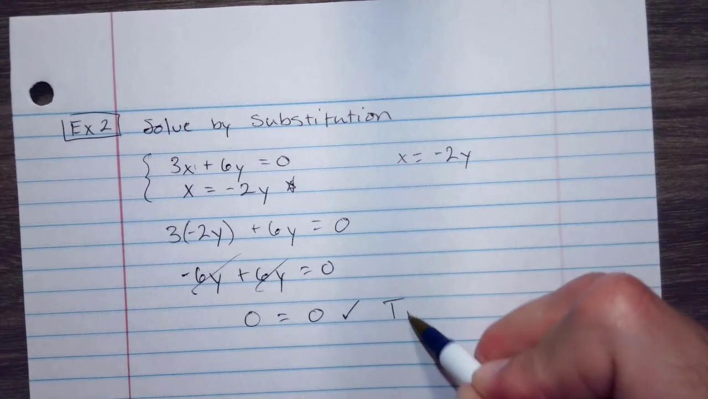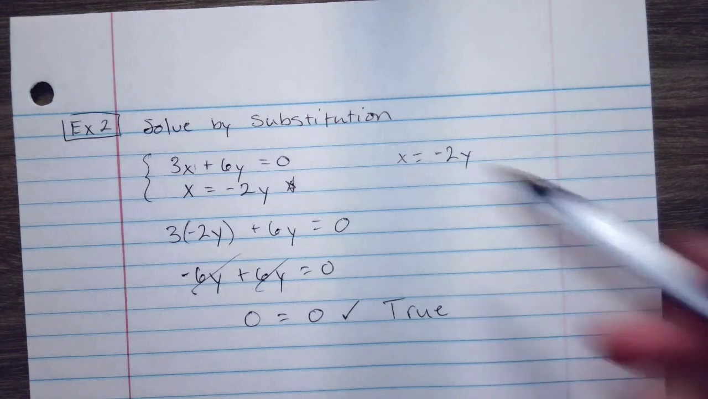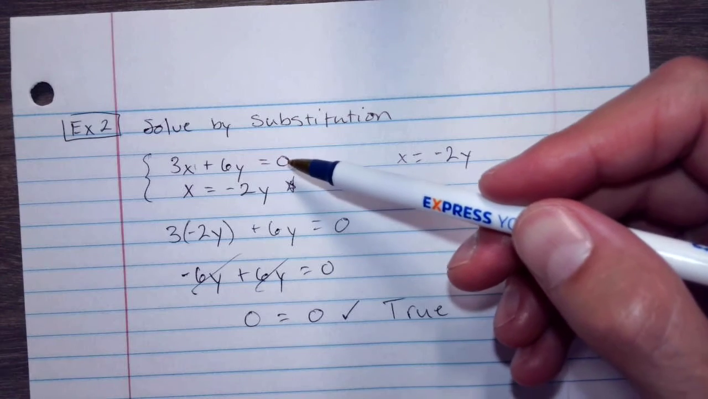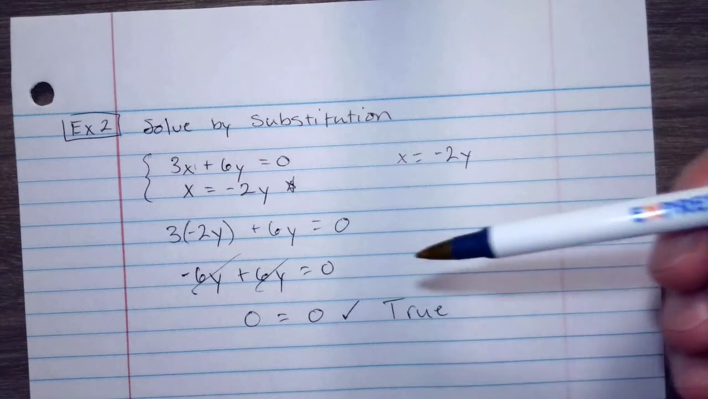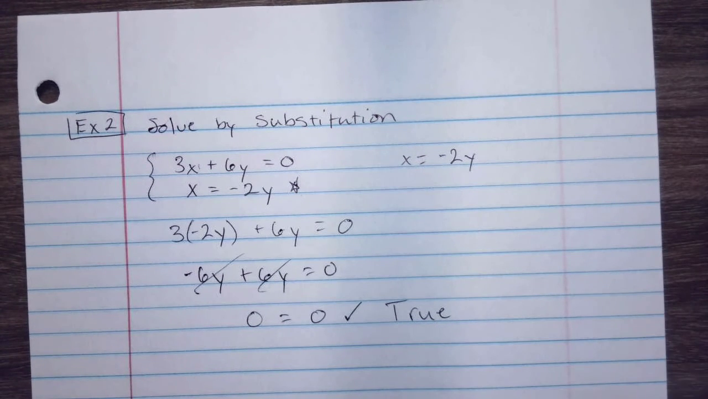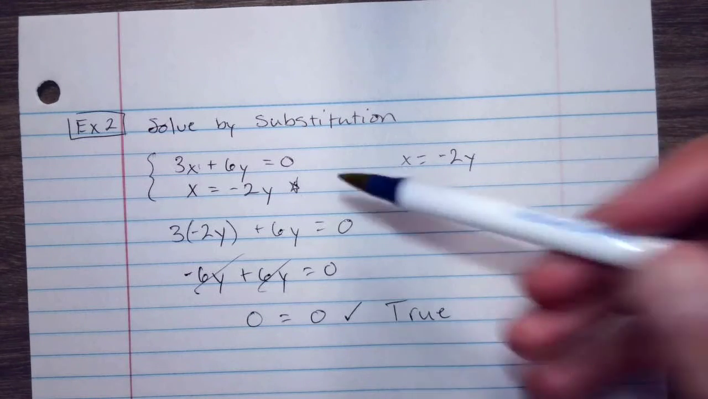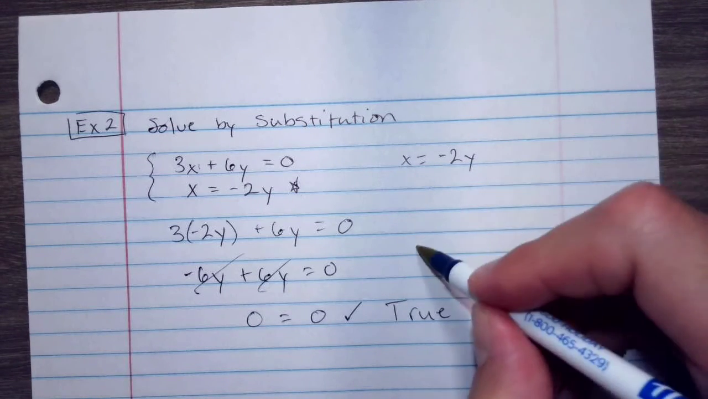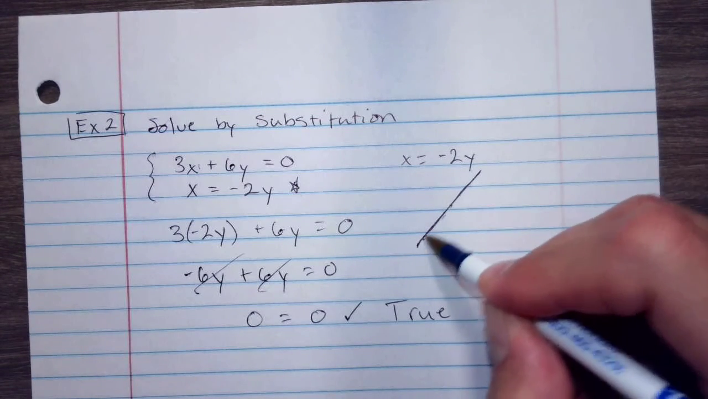That is a true statement, which means that these two lines, if I simplified and got it into y equals mx plus b form, you'd see that they're the same line. So remember, when you're solving a system of equations, the solution is wherever the lines touch, wherever they share a point. And in this case, they're the same line. So they're just drawn right on top of each other. So any point on the line is a solution.